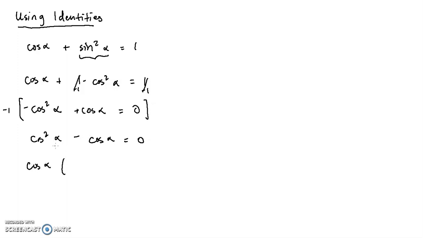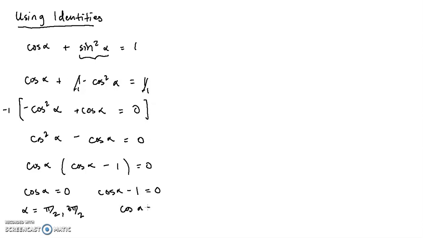So we can keep going from here. We can factor out a cosine alpha from both of these. I'm going to be left with cosine alpha in the first term, minus 1, because that one's gone, equals 0. So we have something times something equals 0, so we can break this up. I get cosine alpha equals 0, and cosine alpha minus 1 equals 0. So cosine alpha equals 0. You can look at a graph or look at your unit circle. That's going to be at pi over 2 and 3 pi over 2. And this one, we're going to add 1 to both sides.